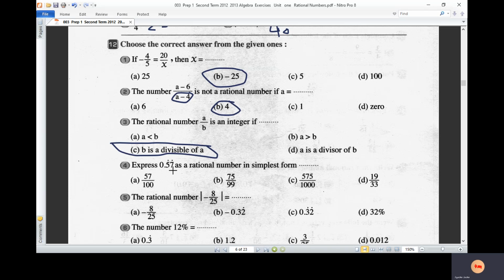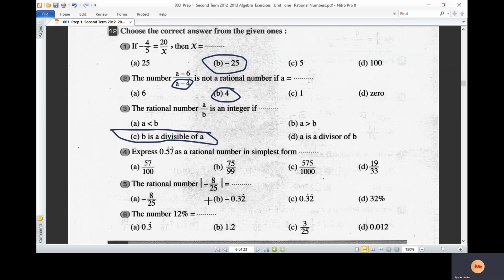Express 0.57 as a rational number in simplest form. Here you will use your calculator by putting 0.57 and repeating it more times, 0.57575757, and then write equal, you will get the answer. And here also you will write negative 8 over 25. It will be 8 over 25.